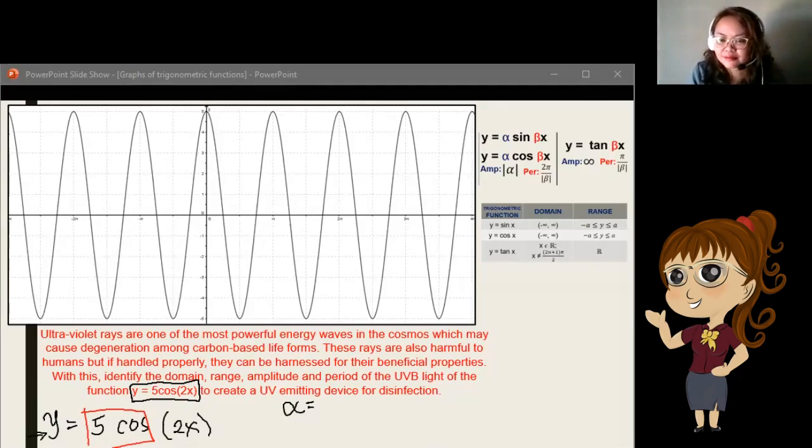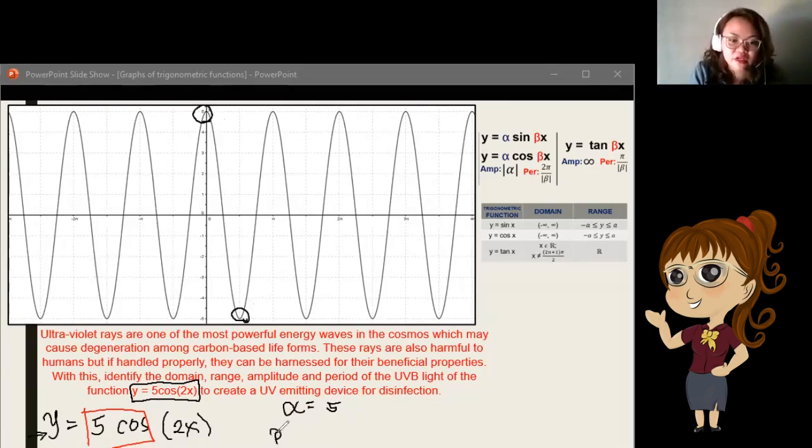Our alpha value, ma'am, is 5. Very good. Our alpha value is 5. Therefore, our amplitude is 5, visible in our graph. The height is 5. The minimum or the lowest point is also at -5. Okay, so that's the amplitude.